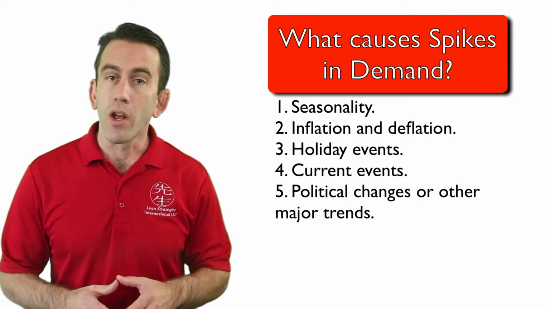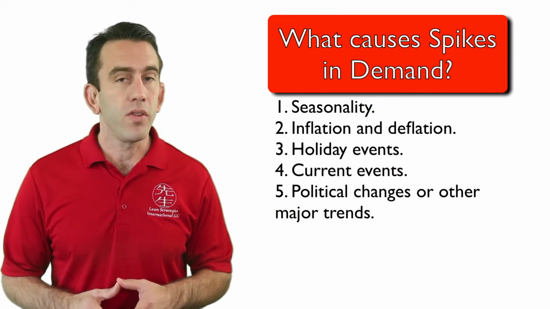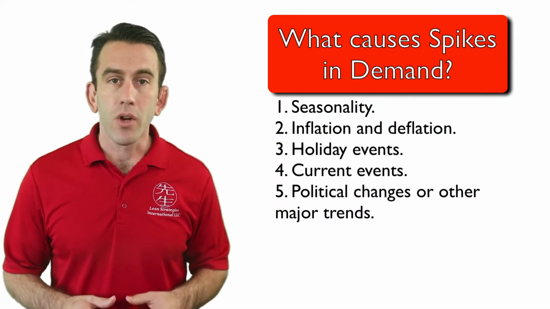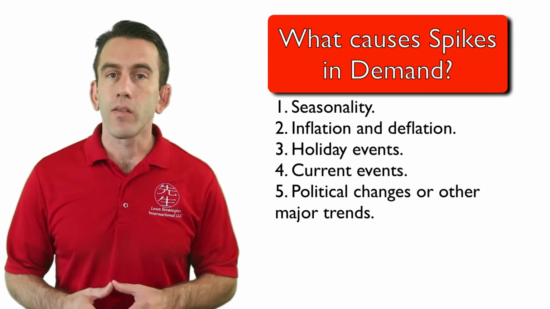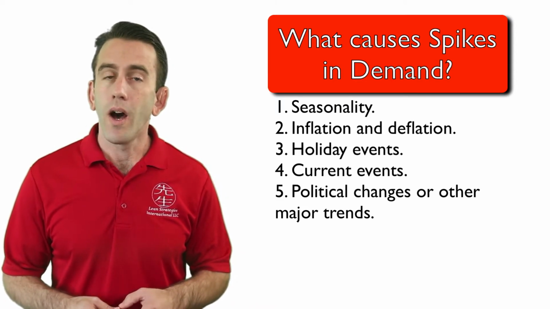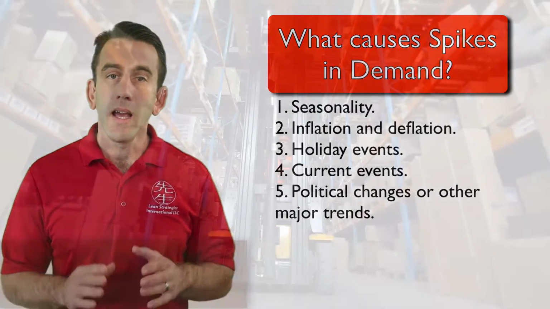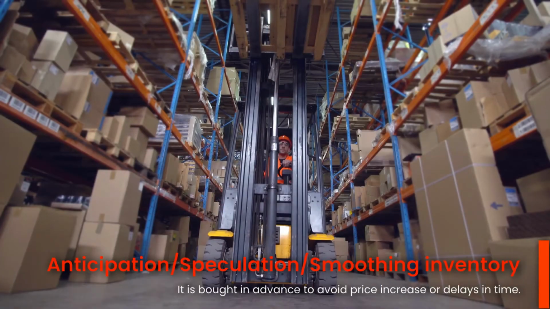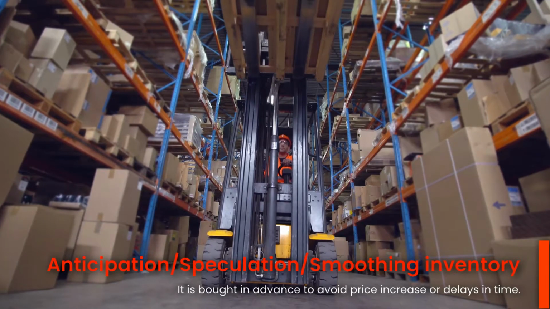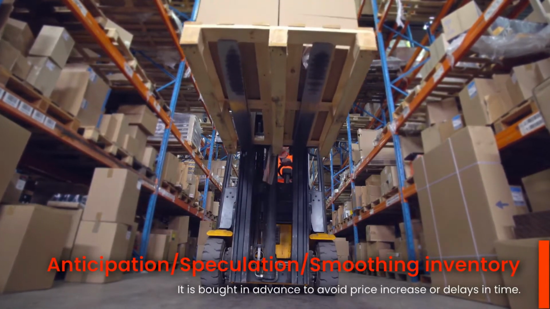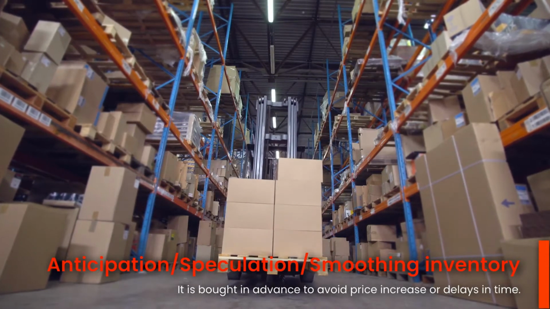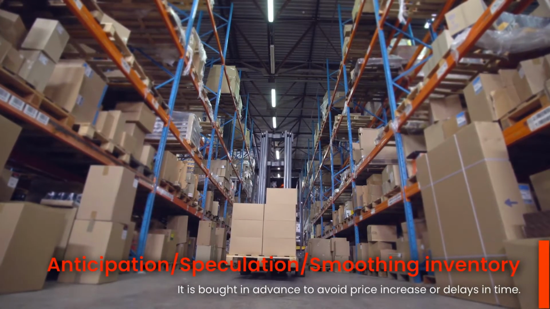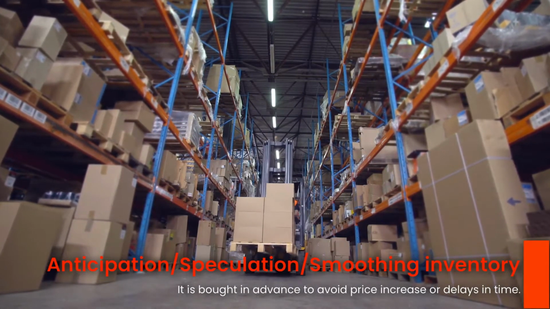Spikes in demand generally occur because of seasonality, inflation and deflation, holiday events, current events, political changes, or other major trends. Anticipation inventory is commonly referred to as speculation inventory or smoothing inventory because it is bought in advance to avoid price increase or delays in time.